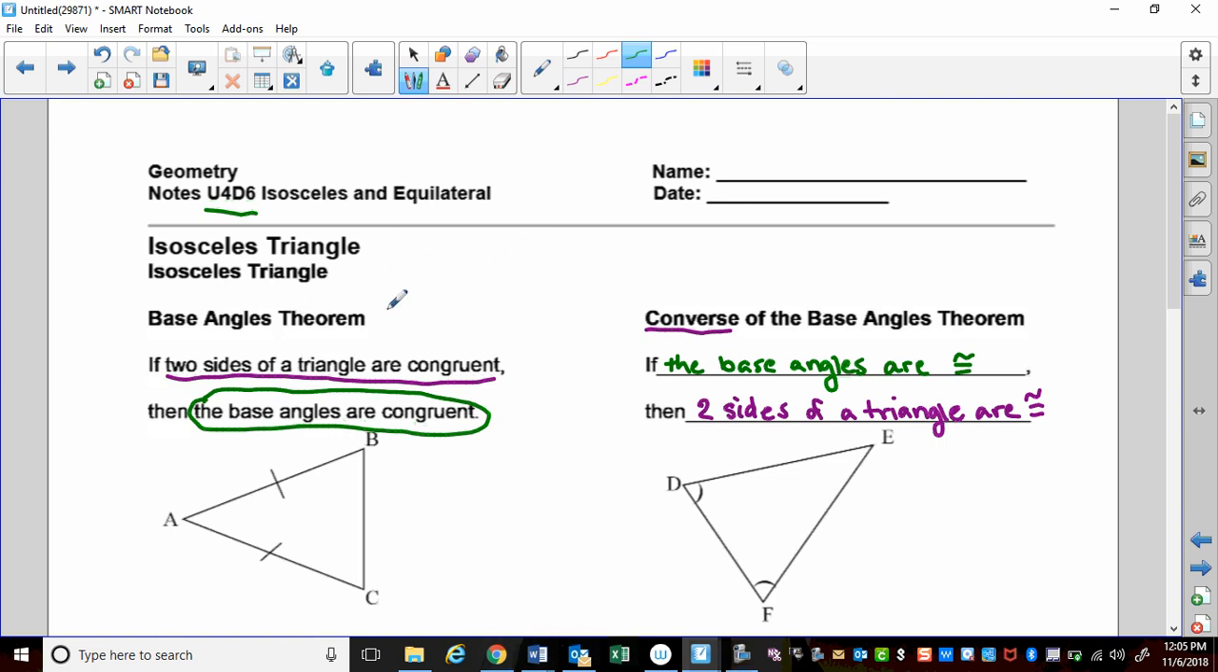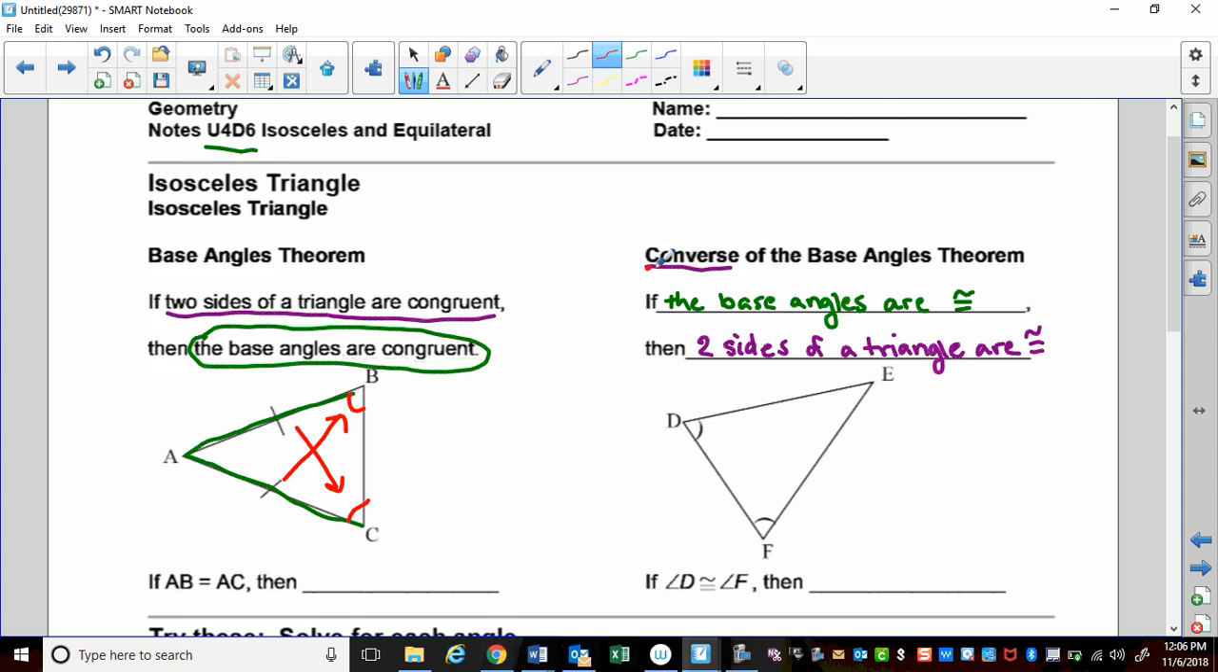So the base angle theorem says if we have two sides of a triangle that are congruent, this side is congruent to this side, then the base angles are congruent. We know this. My opposite angles are also congruent. Okay, this and this. The converse is also true. Remember, converse means change order. If the base angles are congruent, then the two sides are also congruent. So this one, they're giving us that my angles are congruent, then I know my opposite sides are also going to be equal.